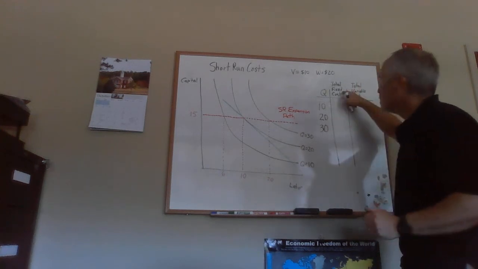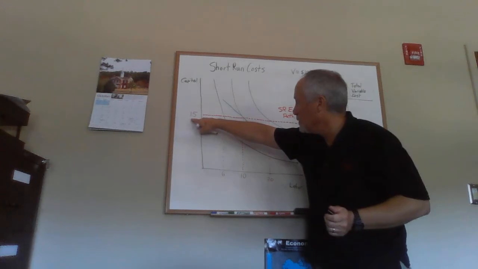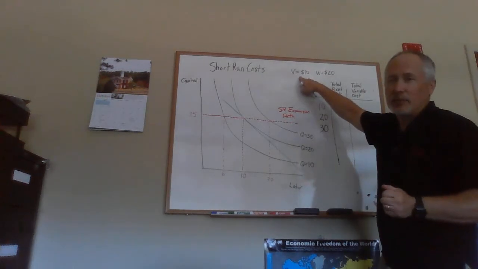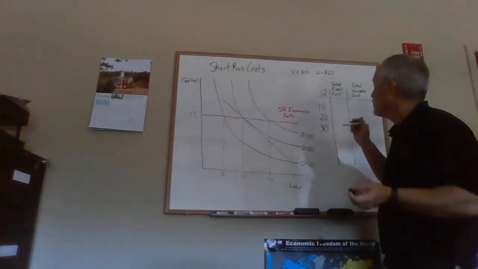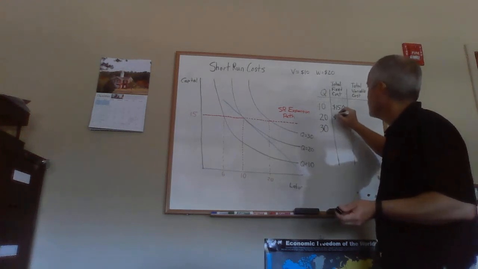And the total fixed cost, well, capital is the fixed input. Capital is fixed at 15 units in this case. The price per unit of capital is 10. So that's going to be a fixed cost of $150. And because it's fixed, it doesn't vary.